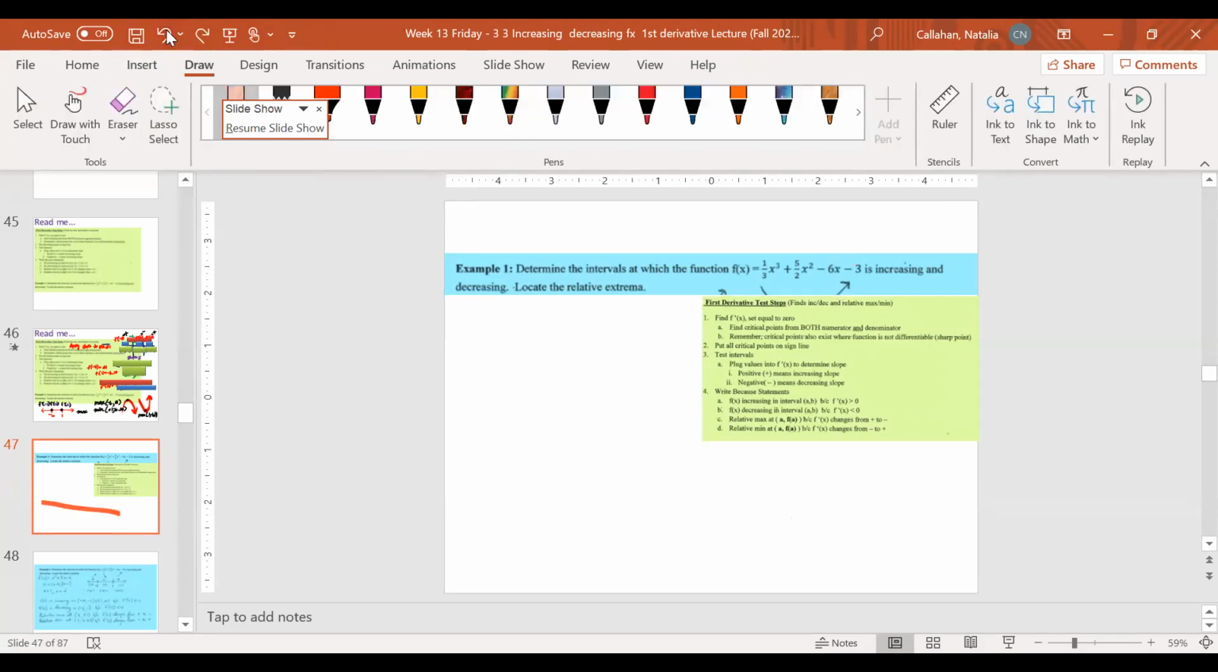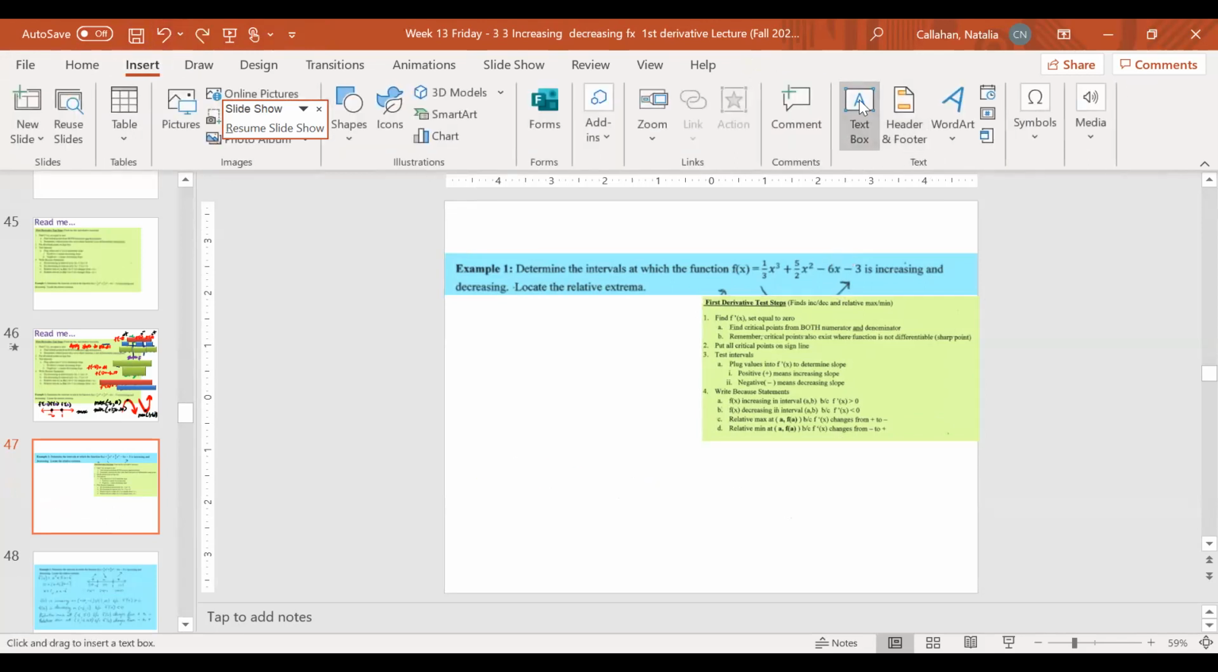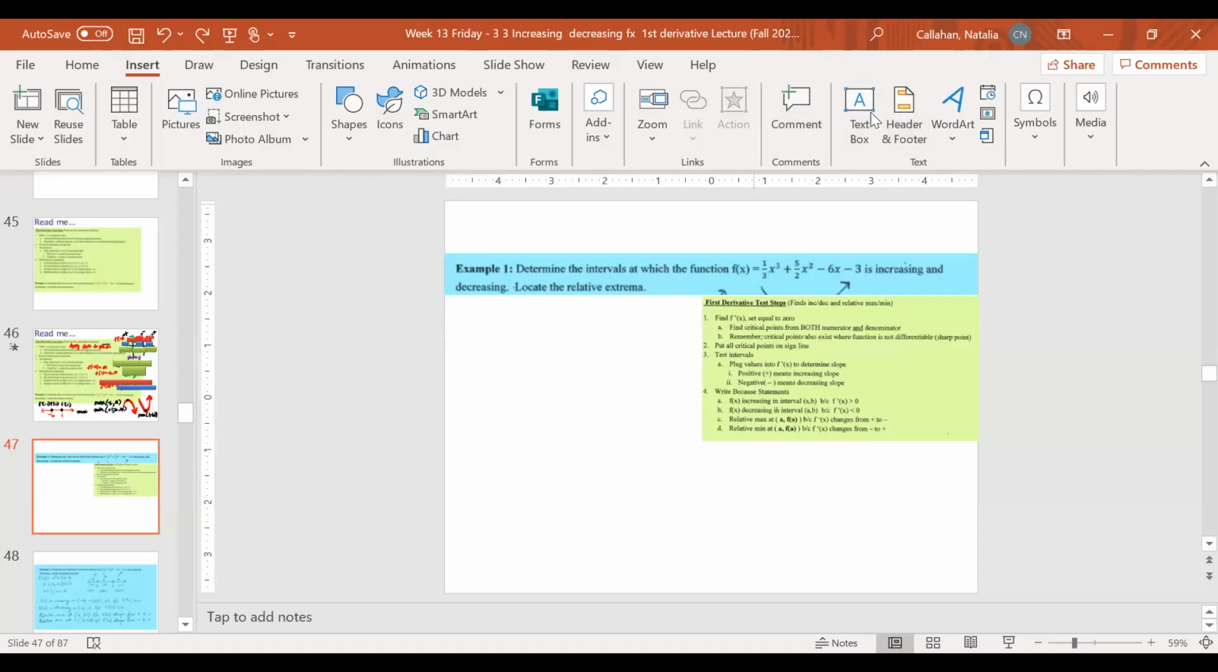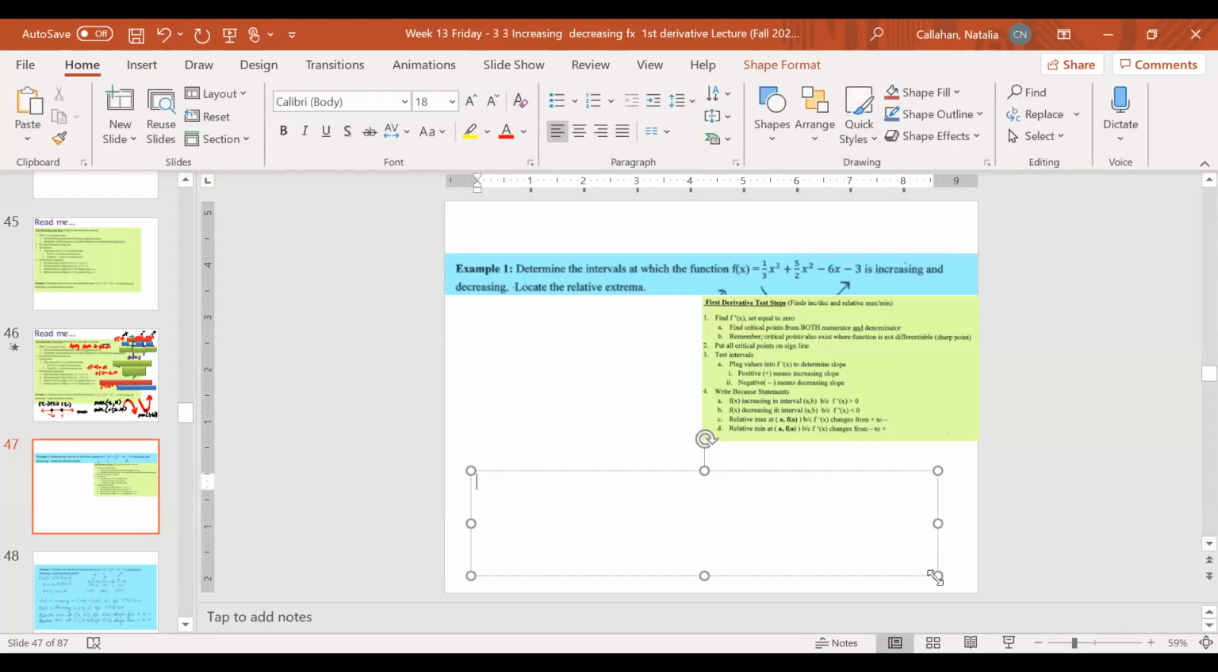Oh no, that's not what I want. Insert text box. Okay, fine, don't do that then. So we're just going to go ahead and insert the text box. And my sentence will look something like this.